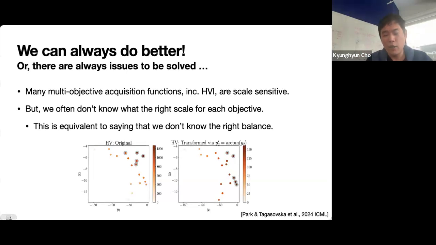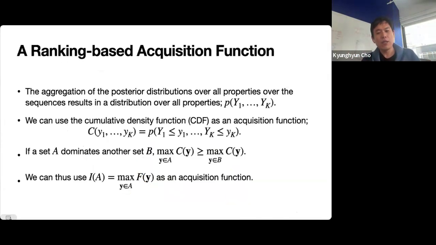And as you can see on the screen now, if you use a hypervolume, the choice of the Pareto frontier would change if we apply some different transformation to one of the objective functions. And then this really poses a dilemma. I mean, which one is better? Is the left one better or the right one better? No one really knows. So instead, another direction that we've been pursuing is to use a ranking-based acquisition function.